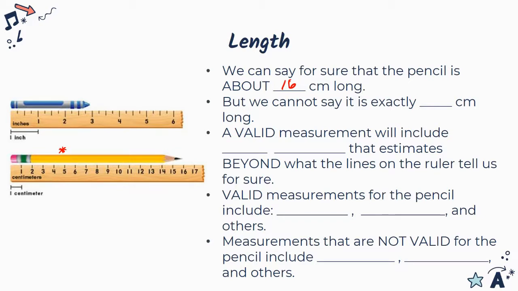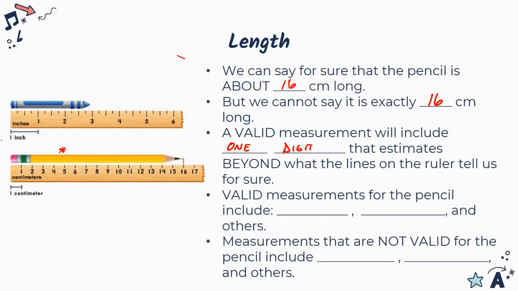Now, the important thing is that we cannot say that it's exactly 16 centimeters long. Why can't we say it's exactly 16 centimeters? I mean, if we look up, boom, looks like it's right to the edge of the pencil. But the important thing is that all valid measurements must include at least one digit that estimates beyond what the lines on the ruler actually tell us for sure. So for example, if we're looking at a ruler here, yes, it only goes up by ones, like it goes from 15 to 16 to 17, but that means we have to estimate one spot or one digit past what we actually know.